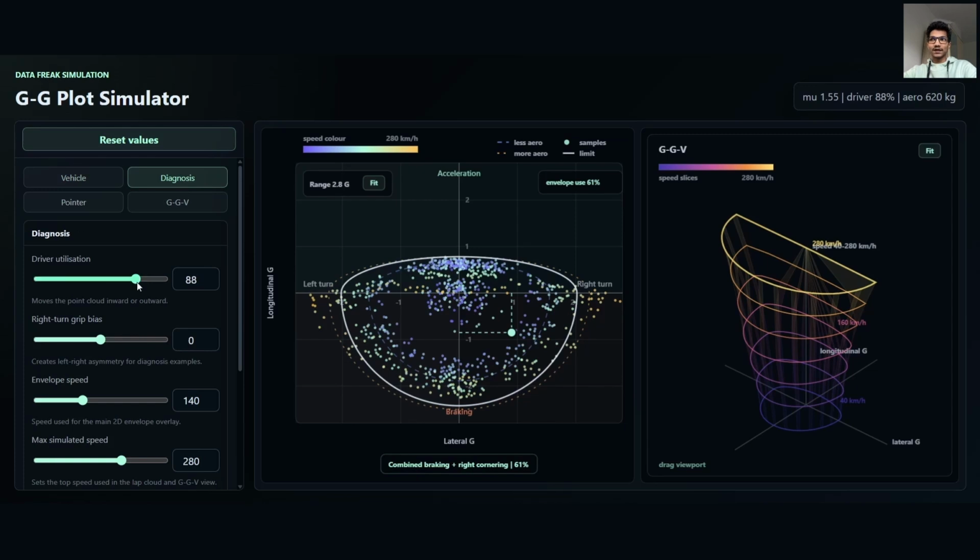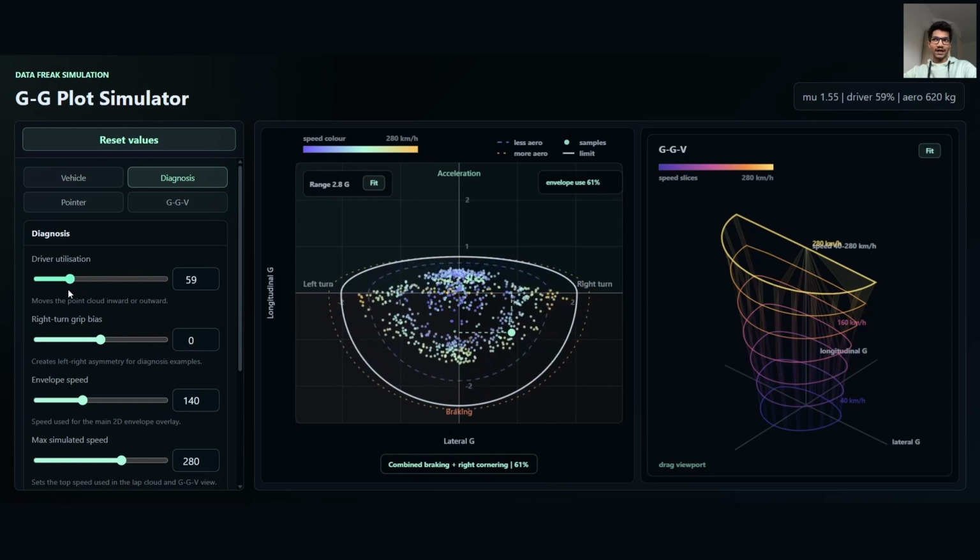So let's say we keep all the car parameters as they are and just reduce the driver utilization. The ideal envelope stays where it is, but the point cloud moves inward. This means there's unused performance. Because we reduced the driver utilization, in real data, this could suggest hesitation, maybe conservative braking, delayed throttle application, lack of confidence, or simply a safety margin that the driver is driving with.